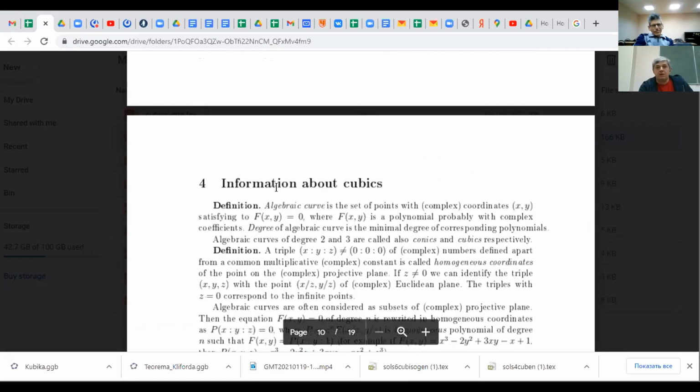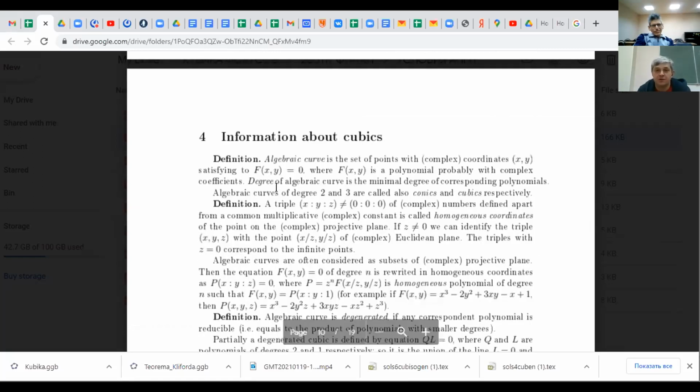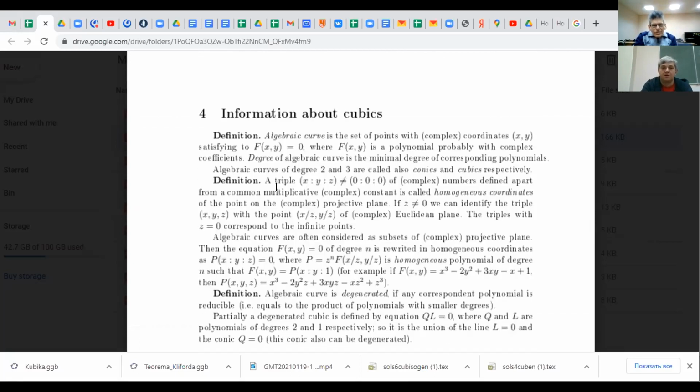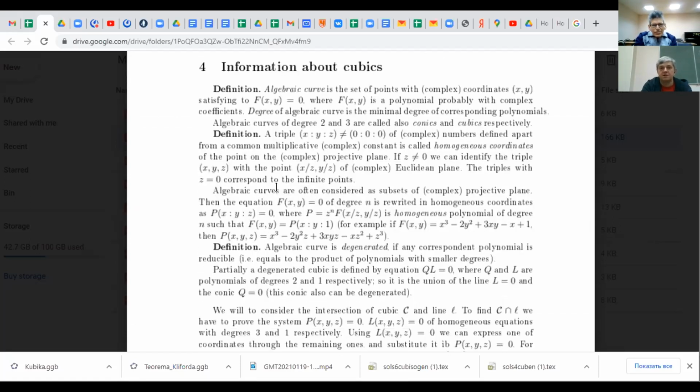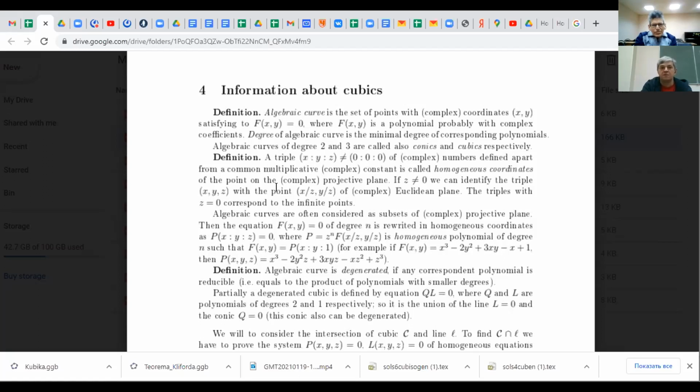And the next part is not so elementary. It's about cubics, like algebraic cubic curves. And here we tried to start with initial basic definitions, how these curves are defined in Cartesian coordinates, and it's more convenient to define them in homogeneous coordinates on the complex projective plane.